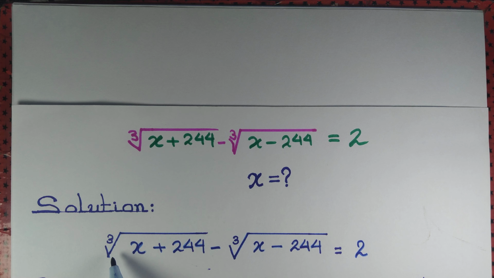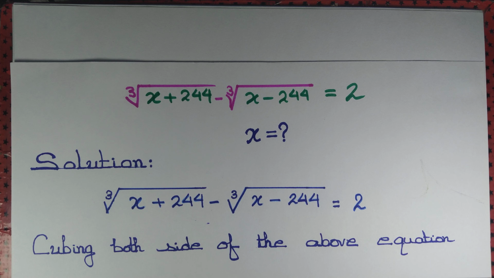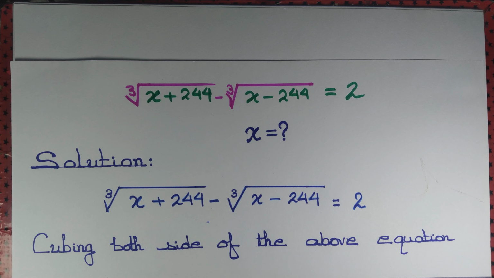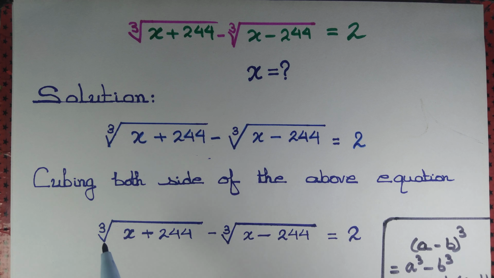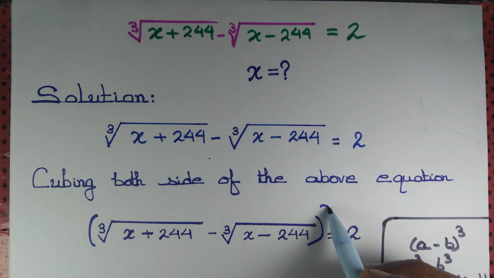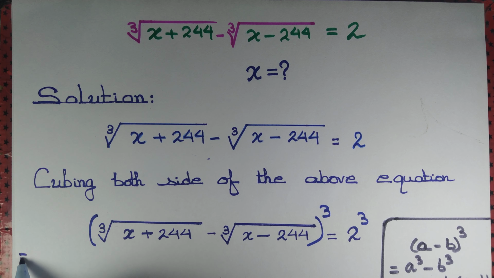You see, the equation involves cube root of some quantity, x plus 244 and x minus 244, and we know that the opposite of cube root is taking a cube. So, cubing both sides of the above equation, we take the whole thing cube on the left hand side, and also the right hand side.